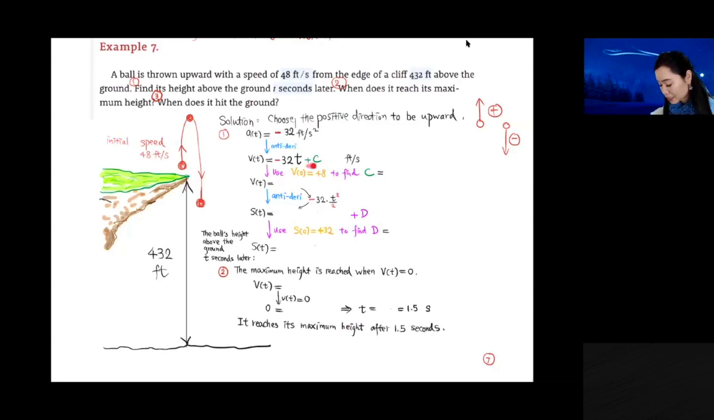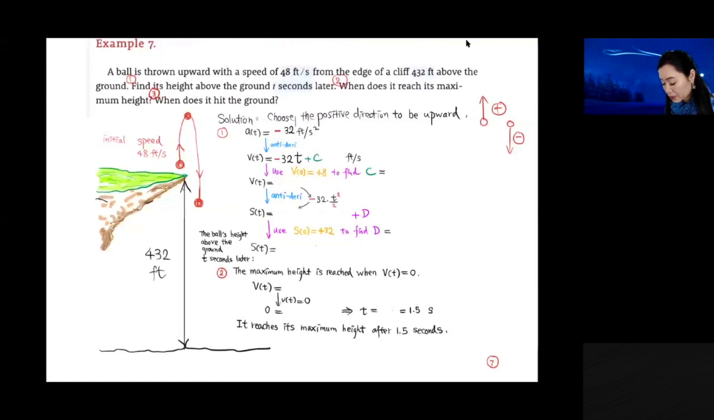And then add a constant right here. The unit over here is feet per second. Now we can use the condition that we're given. We know the initial speed was 48 feet per second. It is positive because it's going upward. So we can use that to find this constant C over here.